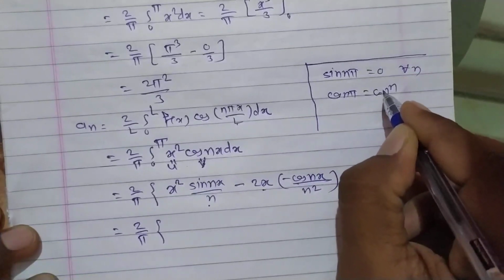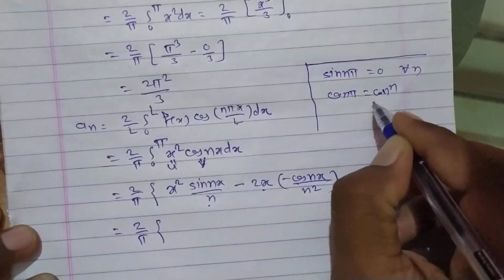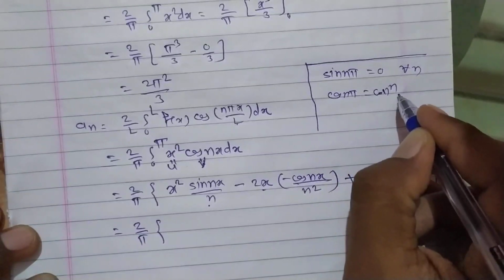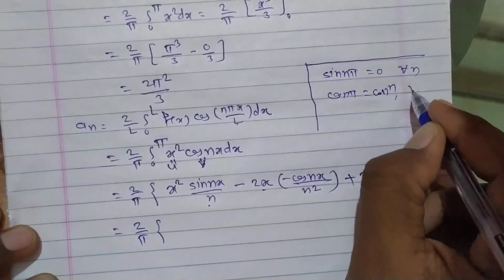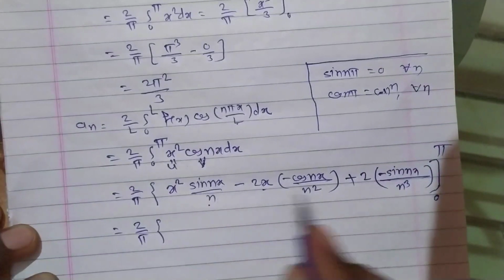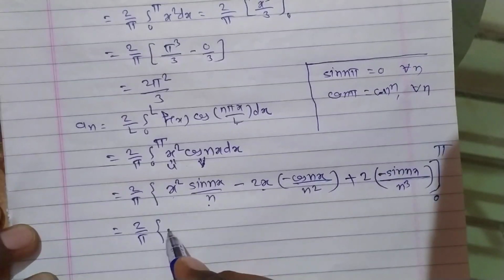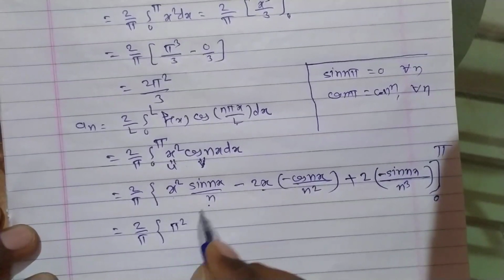And cos n pi is equal to minus 1 raised to n, meaning cos pi, cos 3 pi, means cos n pi is equal to minus 1 if n is odd and 1 if n is even. So in general we can write cos n pi is equal to minus 1 raised to n for all values of n.